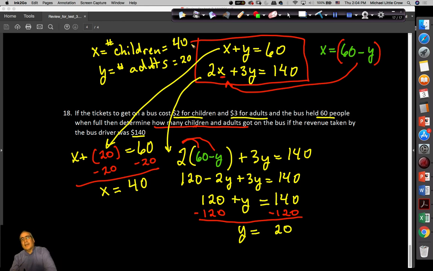Okay, so that's the last one to do. Again, on the final exam, it'll be multiple choice, so they'll give you different values of children and adults. You can plug them in, but you will need to be able to come up with this equation to solve it. Okay, so good luck in your studies.